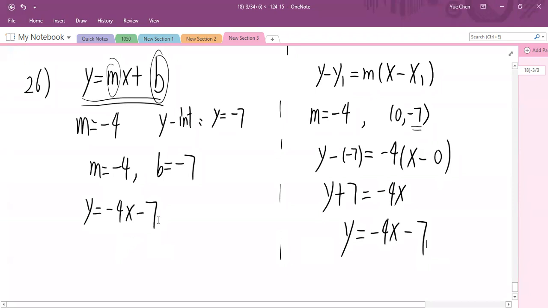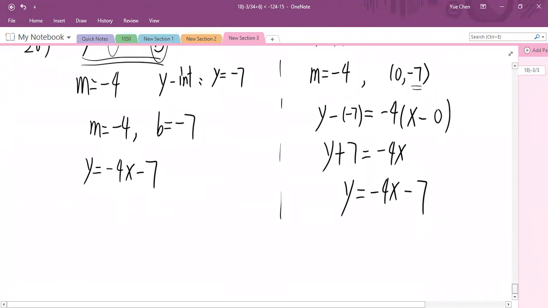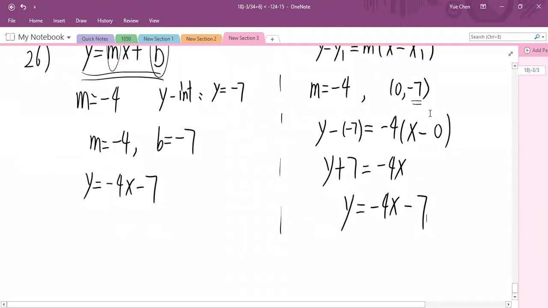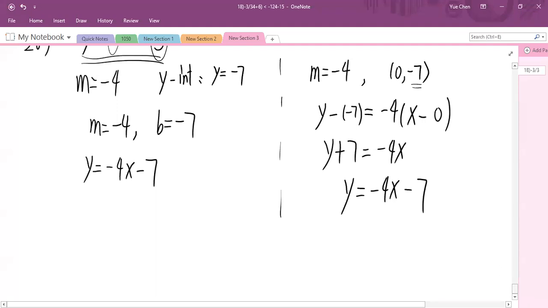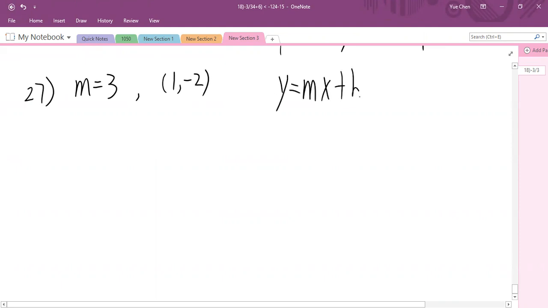This is 26. Now 27. So this time it does not give you the intercept, it just gives you a point on the line. So we have to use point slope form. There is no other choice. 27 tells you m equals 3. It will pass through the point (1, -2). So you need to find the equation in the form of y equals mx plus b.